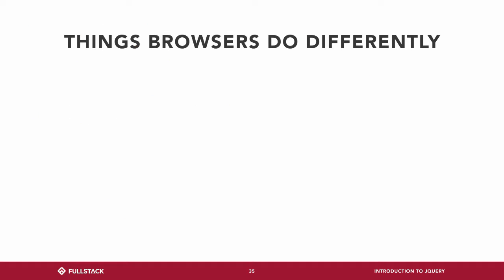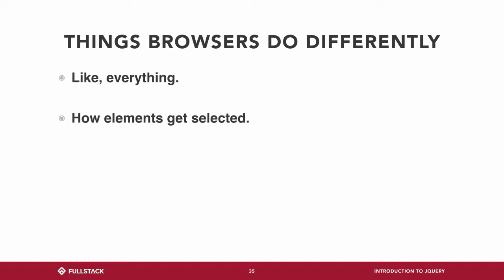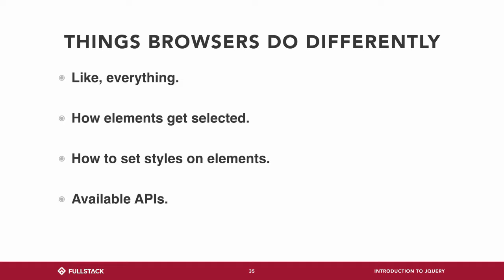Bottom line is that browsers do some things differently. Not exactly everything, but they can do things differently in terms of how elements end up getting selected. They could also do things differently in terms of the styles that you end up putting on elements. And they also do things differently based on the available APIs that you have.